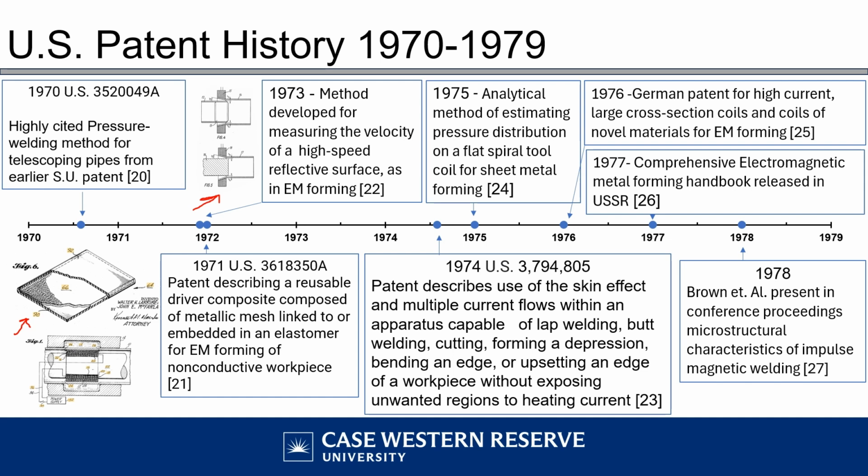This decade also saw the development of a method to measure the velocity of a high-speed reflective surface, such as the surface of an EM-forming workpiece, a German patent for high-current large cross-section coils, literature on the microstructure of impulse-welded metals, and a comprehensive Russian-language electromagnetic metal-forming handbook released in the USSR.